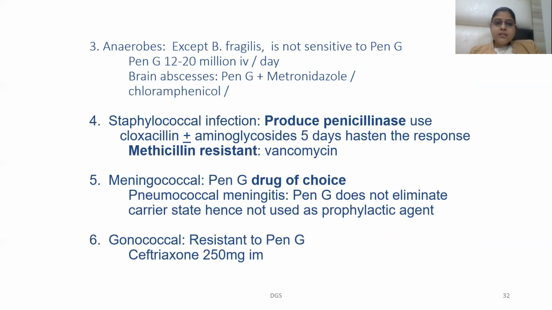In methicillin resistant Staphylococcus aureus infection, we give vancomycin. In meningococcal and pneumococcal meningitis, penicillin G is the drug of choice. In gonococcal infection, penicillin G is resisted, and ceftriaxone is the drug of choice for Neisseria gonorrhoeae, or gonococcal cervicitis. We give ceftriaxone.